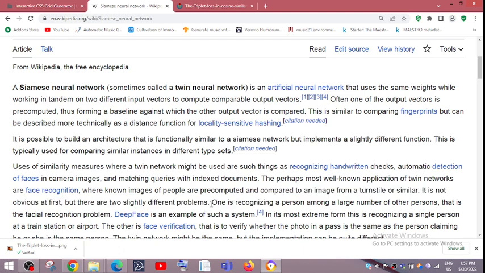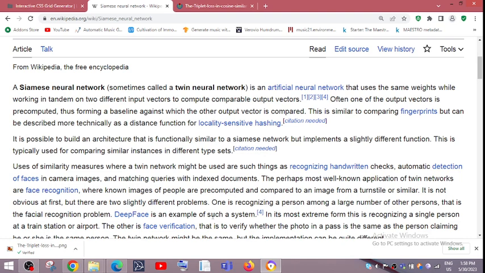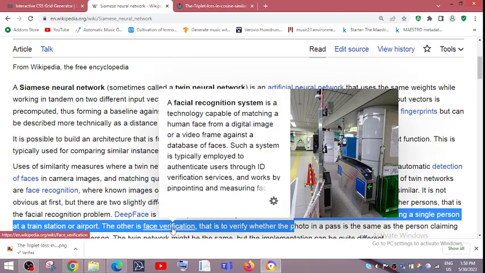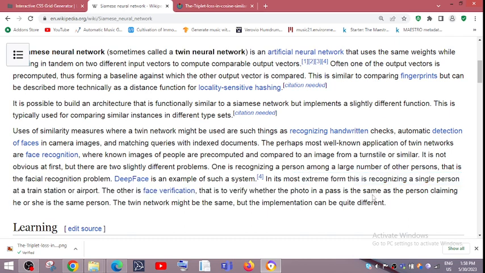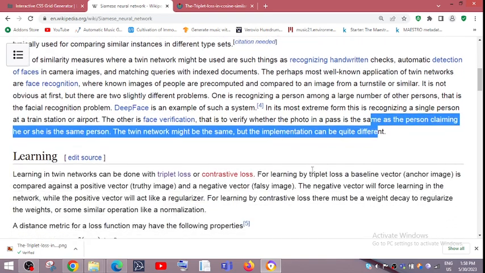One is the recognition of a person among a large number of persons. That is the face recognition problem, in its most extreme form recognizing a single person at a train station or airport. The other is face verification. That is to verify that the photo in the passport is the same as the person who is claiming to be that person. The two networks might be the same, but the implementations can be quite different.